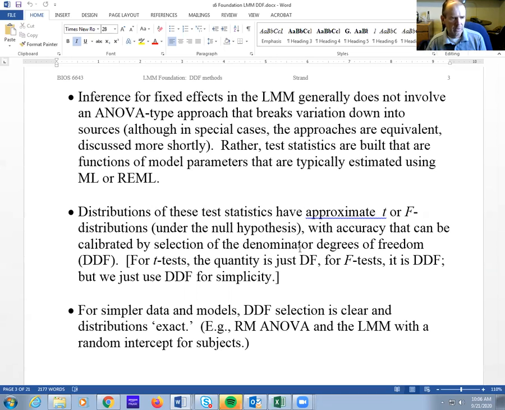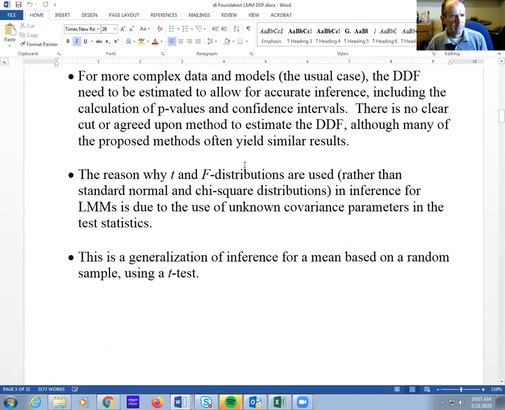Although in some cases it's going to be equivalent. Again, for simpler models, it'll be equivalent to the ANOVA approach. But in general, for complex linear mixed models, it may not be like making an ANOVA table. So generally, we can think of just these test statistics that we have, and then getting the correct distribution by choosing that denominator degrees of freedom. Okay, so that's the point that I made here.